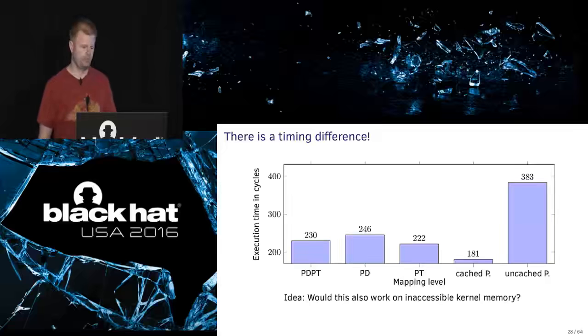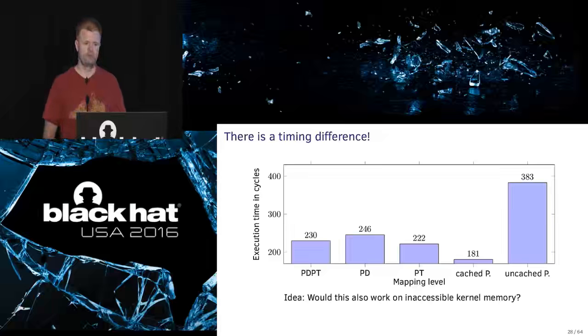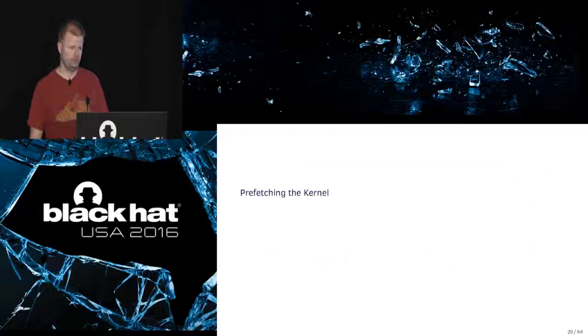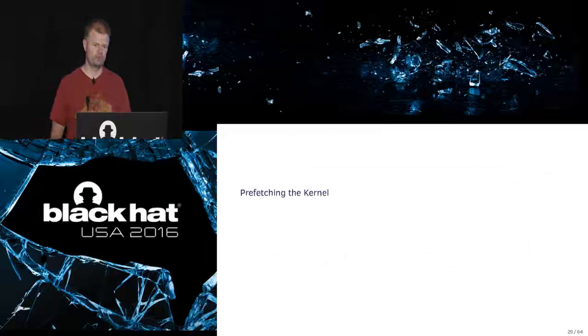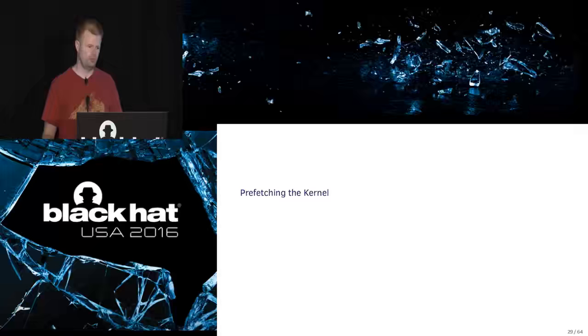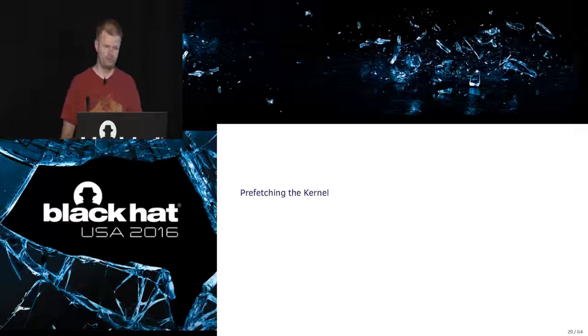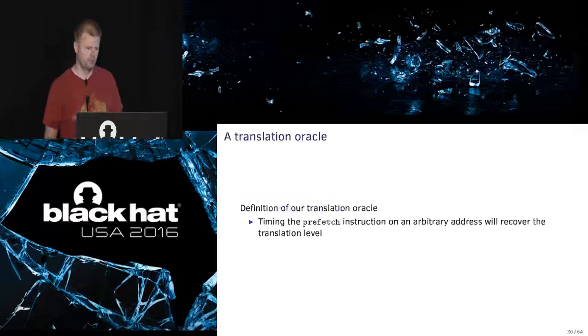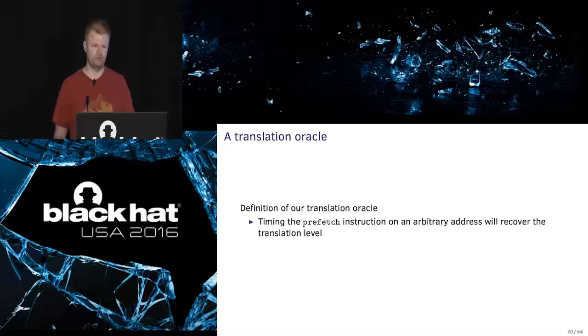And that has a purpose for Intel, because most operating systems tend to use small pages, not much use for gigabyte pages in real-world applications. So the idea here is, would this also work for inaccessible kernel memory? And you already know the answer, because the prefetch instruction doesn't track privileges. So let's turn to what we can do with the kernel with the prefetch instruction. Before we actually do an attack, we need to define an attack primitive, and we call this our translation oracle.